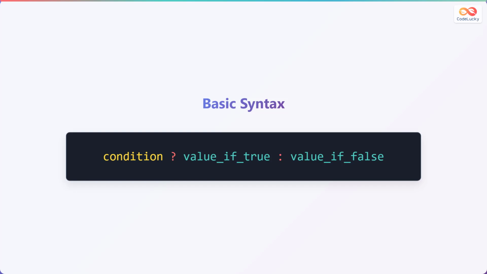The basic syntax of the ternary operator in PHP involves a condition, a question mark, a value if the condition is true, and a colon, followed by a value if the condition is false. The condition is an expression that evaluates to either true or false. If the condition is true, the operator returns the first value, which is value if true. Otherwise, if the condition is false, the operator returns the second value, which is value if false.